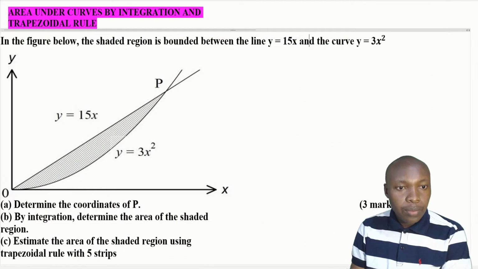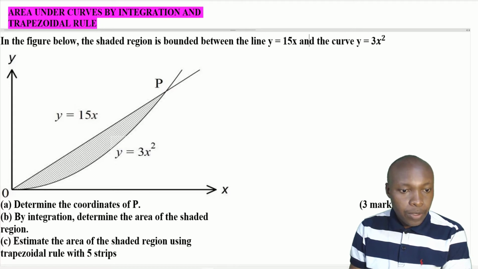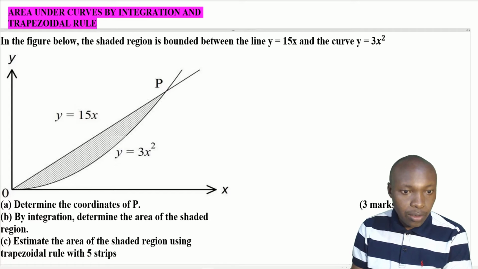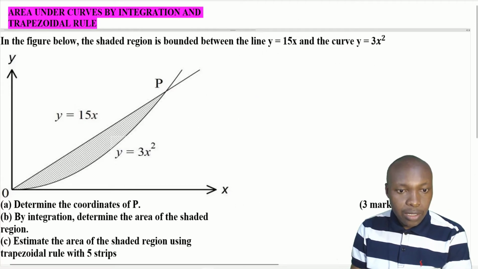In the figure below, the shaded region is bounded between the line y = 15x and y = 3x squared. There is the diagram, you can see it. There's a shaded region. Part A of the question: determine the coordinates of P. Then part B: by integration, determine the area of the shaded region.